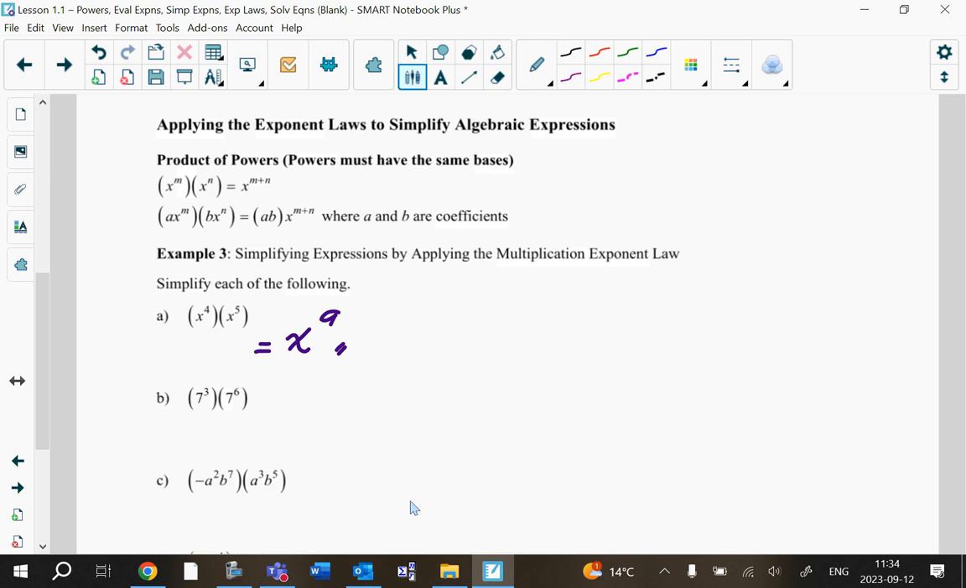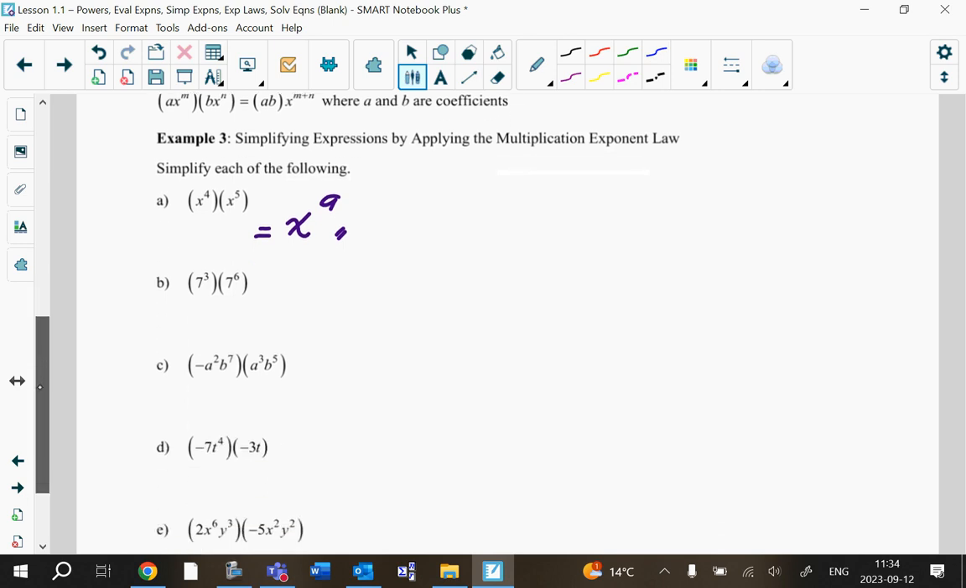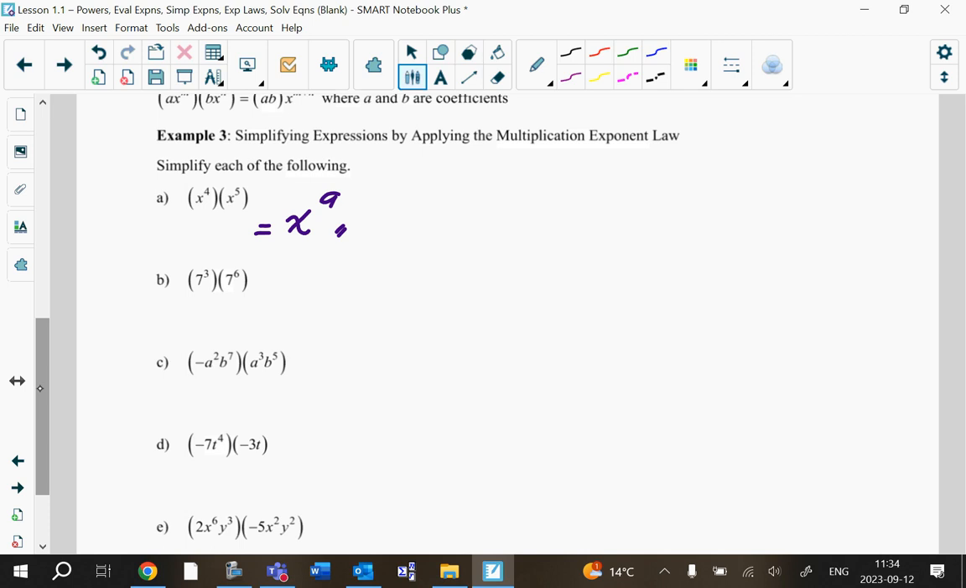Be careful with this next one. Anybody? Seven to the ninth. The base stays the same, even if it's a number. You don't multiply the sevens together.